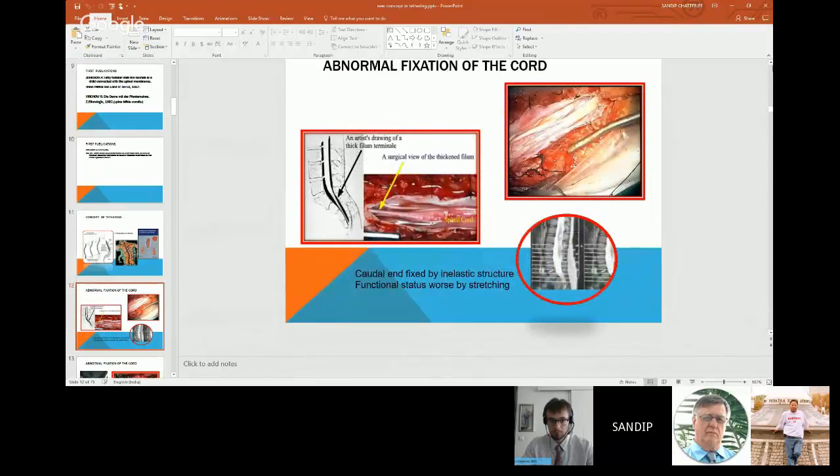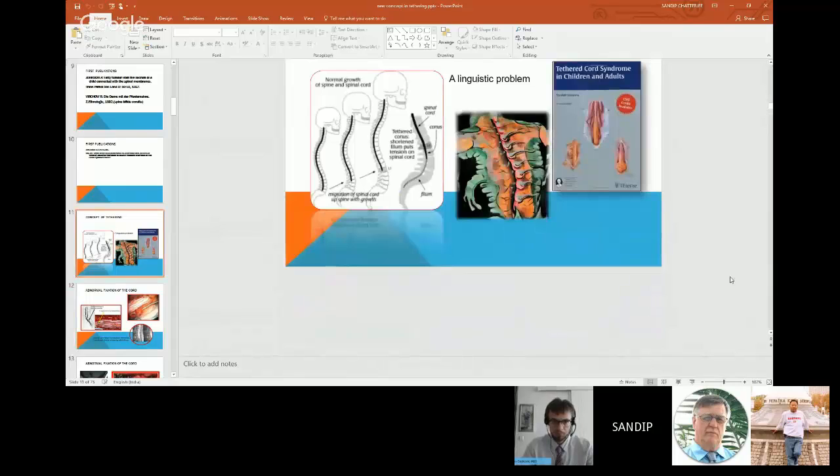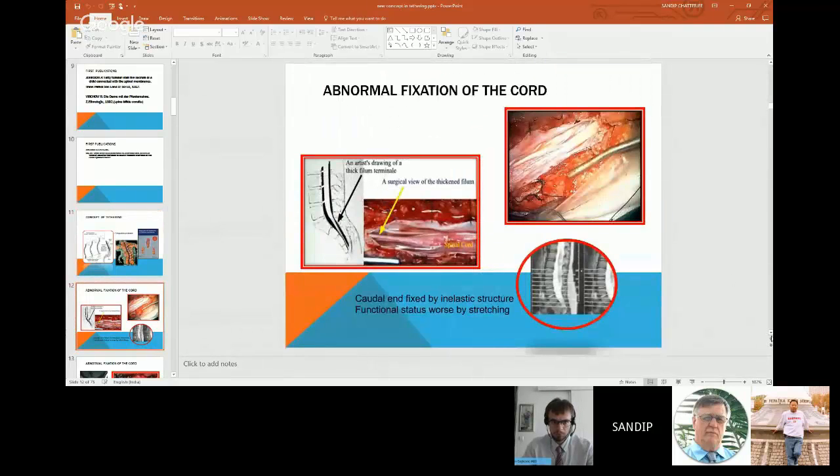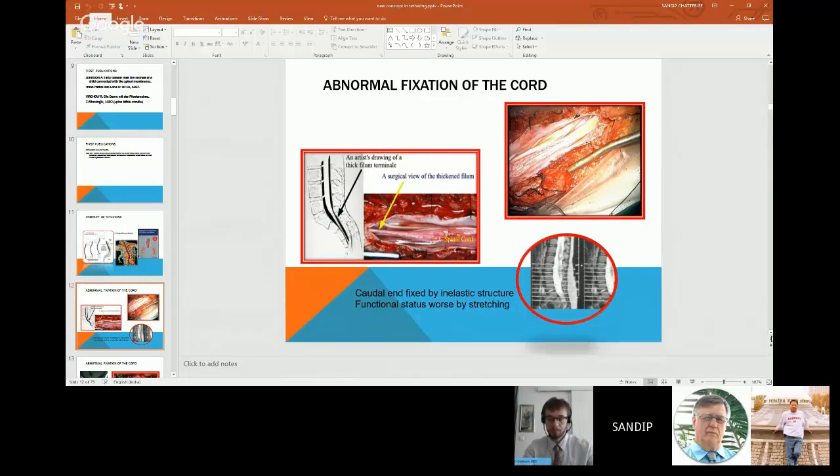So if you have tethering, which means you have an abnormal fixation of the cord, you can have an abnormal fixation of the cord by an inelastic filum terminale, and this obviously means that as the cord ascends, you have a deterioration of the functional status because you have stretching of an inelastic structure.